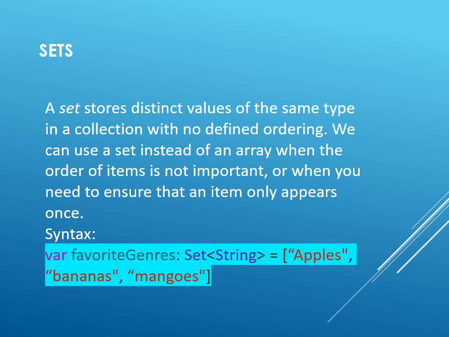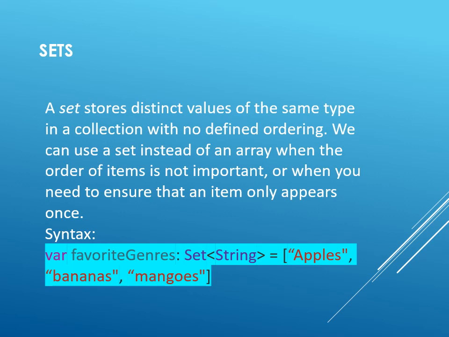So the next and the last data collection is our sets. A set stores distinct values of the same type in a collection with no defined ordering. We can use a set instead of an array when the order of items is not important, or when you need to ensure that an item only appears once. Means that in sets the item doesn't repeat.